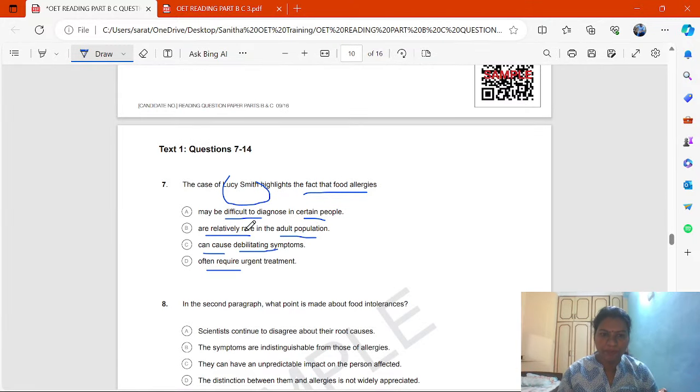Then you come to the passage, pick up the first option and match this option with the passage. Sometimes the option will be the same sentence you will get from the passage. Then what you have to do, you have to understand what the question is asking.